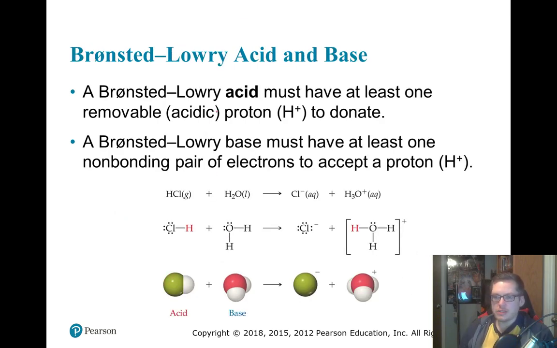Now, a Bronsted-Lowry acid must have at least one removable acidic proton. That makes sense because it has to be a proton donor, and if it's a donor, that means it has to have something to give away.